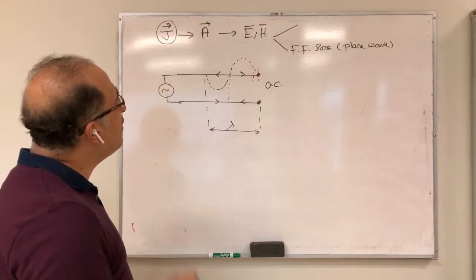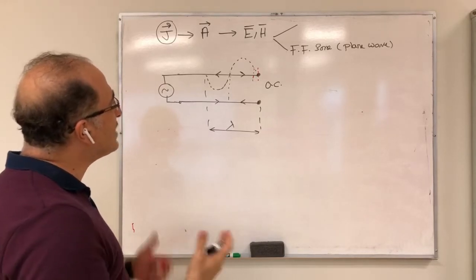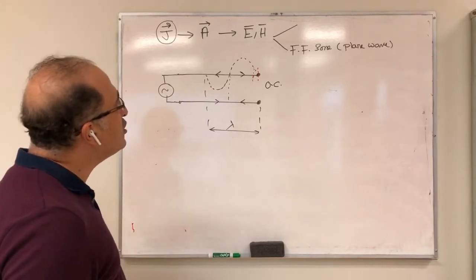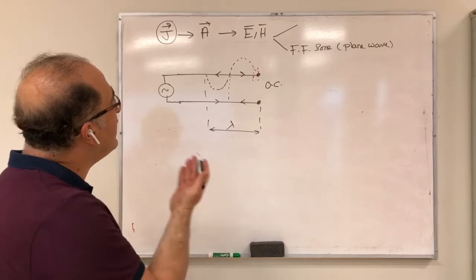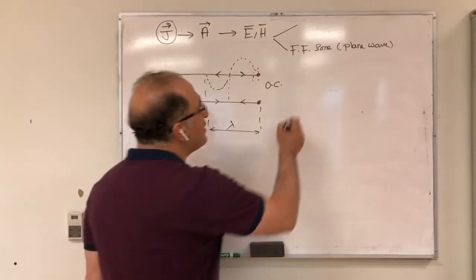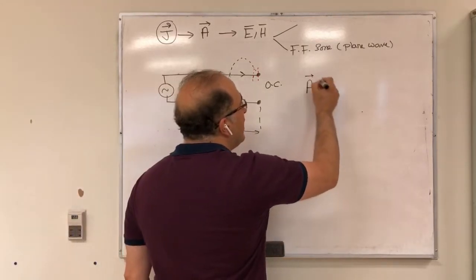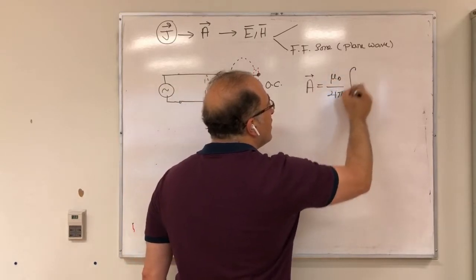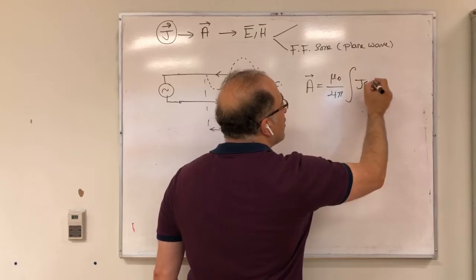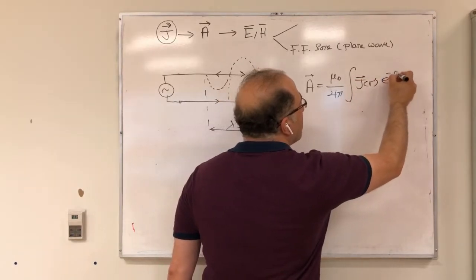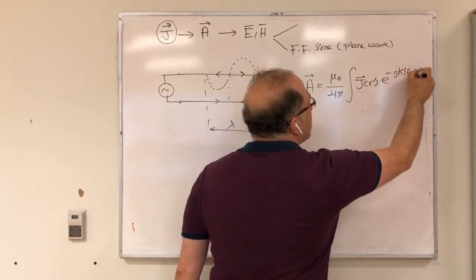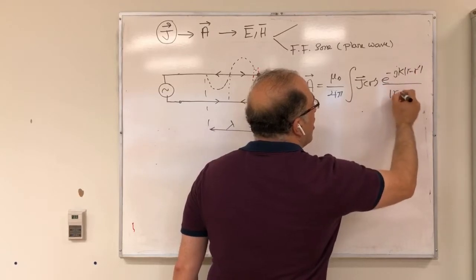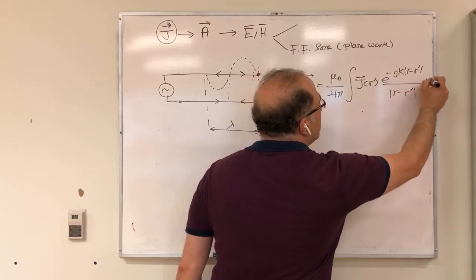So now, if I want to calculate what's happening here, I essentially need to perform the integration for A. So let's write the integration for A. A was mu naught over 4 pi, integral of J(r') e to the power of minus jk|r minus r'| over |r minus r'| dv'.